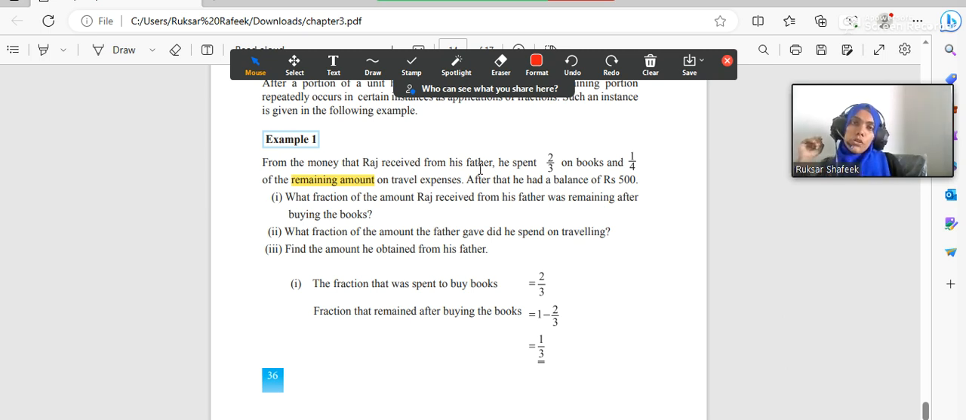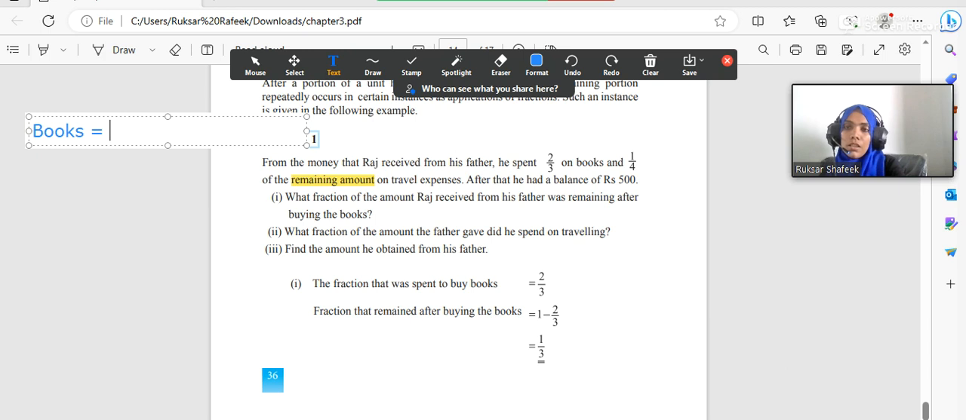Now let's get an understanding of the question itself. He spent 2/3 on books. So I'm going to write that here. He spent on books 2/3, a fraction. And then 1/4 of the remaining amount. Before I write 1/4, I have to figure out what the remaining amount was. After he spent 2/3 on books, his remaining amount was 1/3. Because let's say I had a chocolate divided into 3 parts. I ate 2 parts, I have 1 part remaining.